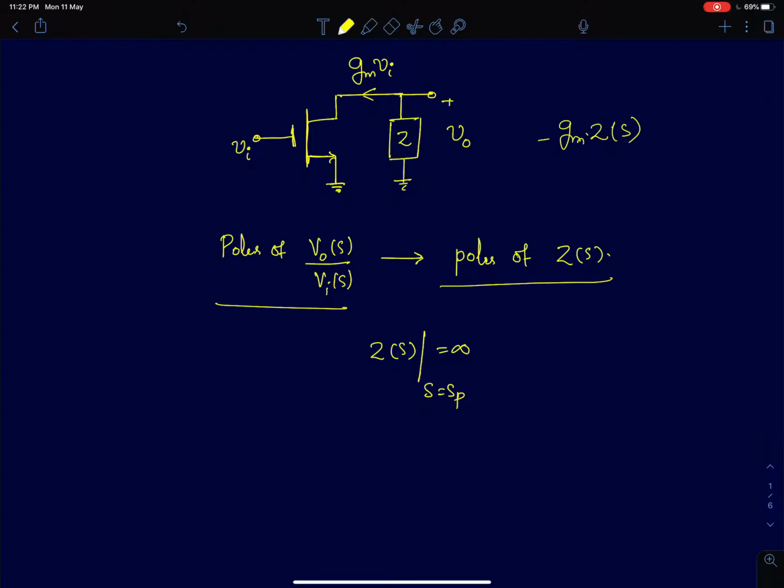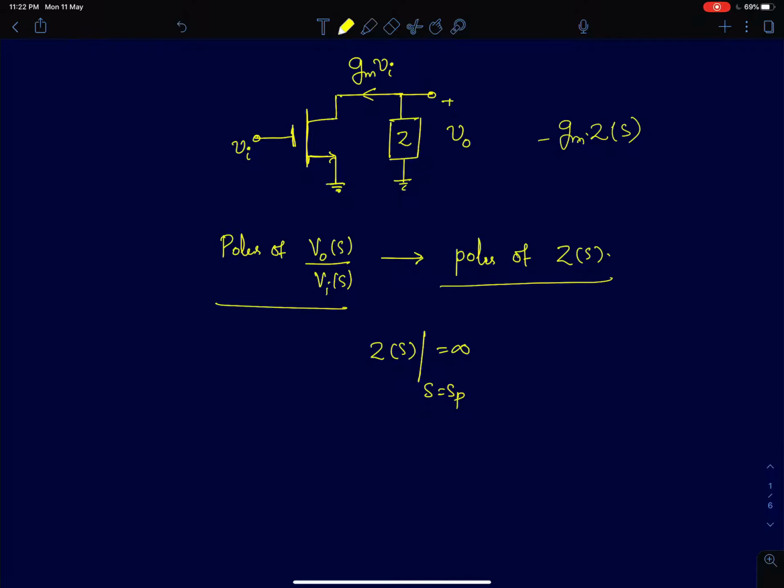Okay, so again, transfer functions means you have to find poles, zeros, and the DC or the high frequency gain of the system. So we'll first try to find poles, then zeros, then how to write a transfer function for simple single stage amplifier circuits.